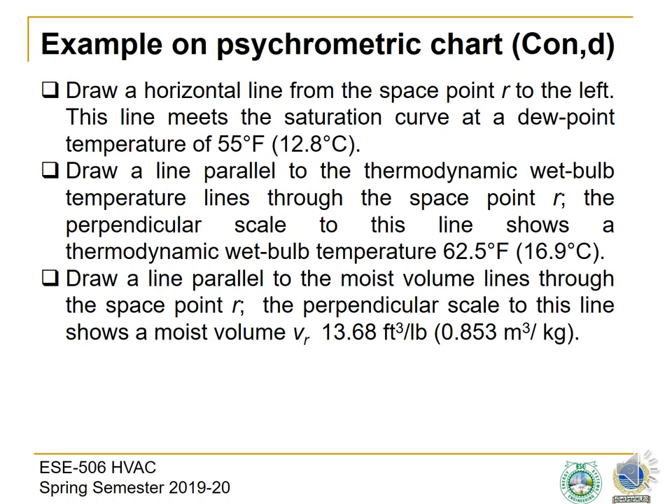For the specific volume or density determination, draw a line parallel to the moist volume lines through the space point R. The perpendicular scale to this line shows a moist volume VR equal to 13.68 cubic feet per pound, or 0.853 cubic meter per kg. The reciprocal of specific volume is called density, and we can calculate the density in a similar way.